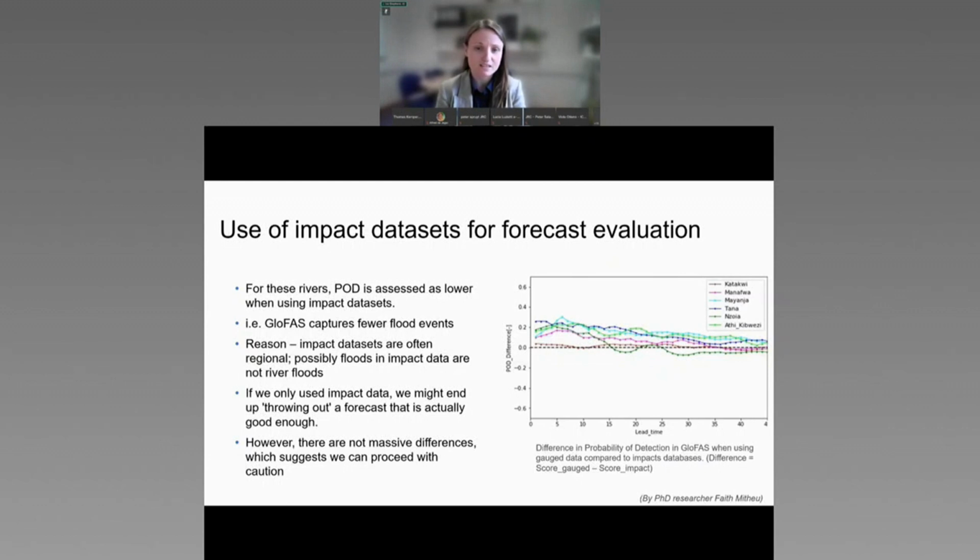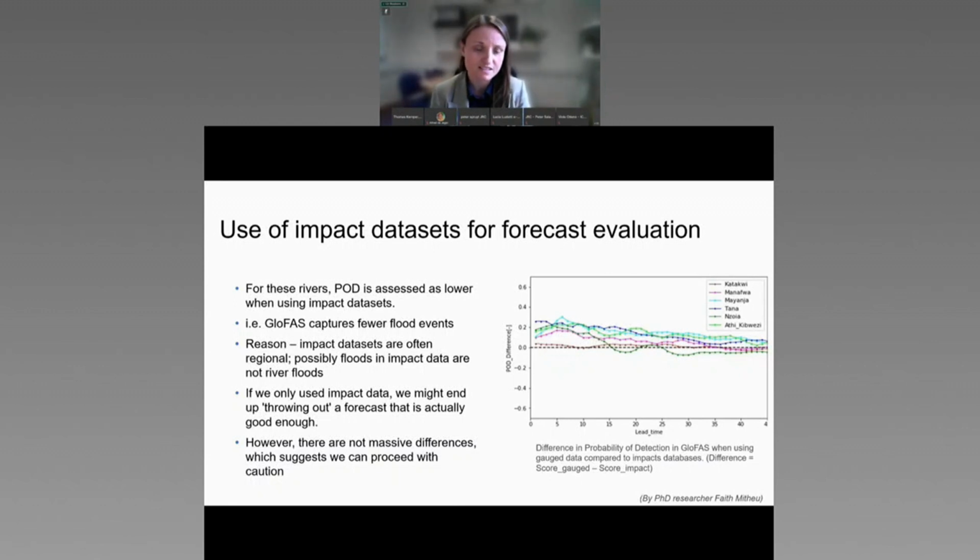So what that's telling us is that the impact data does seem to give a reasonably similar assessment of GloFAS skill than using gauge data sets. But it does hint that the probability of detection is lower when we assess it using the impact data, which we think is because those impact data sets are aggregated often to larger scale than just the particular town, for example. And so they capture lots more information about flooding other than just the floods on the major rivers, so things like pluvial and flash floods.